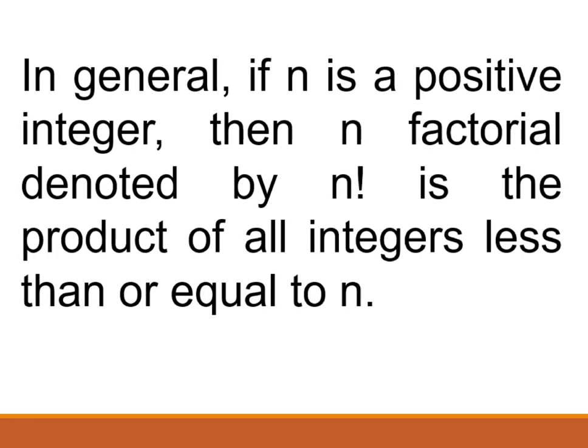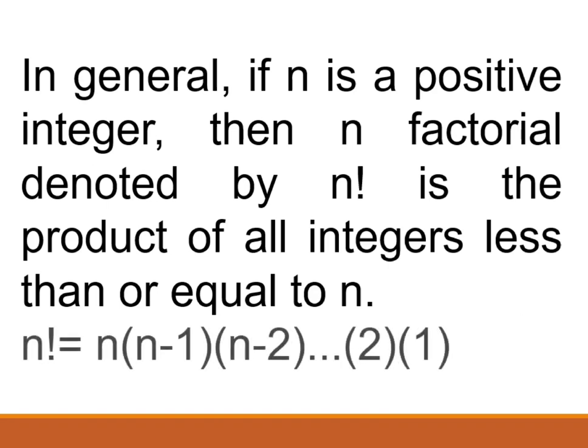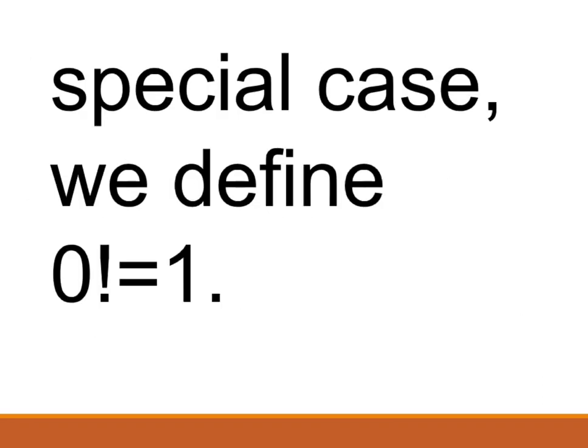In general, if n is a positive integer, then n factorial is the product of all integers less than or equal to n. So kapag binigyan tayo ng n factorial, that is equal to n times the quantity of n minus 1 times the quantity of n minus 2, hanggang sa makarating tayo sa 2 times 1. Meron tayong special case: kapag nakakita kayo ng 0 factorial, that is equal to 1.